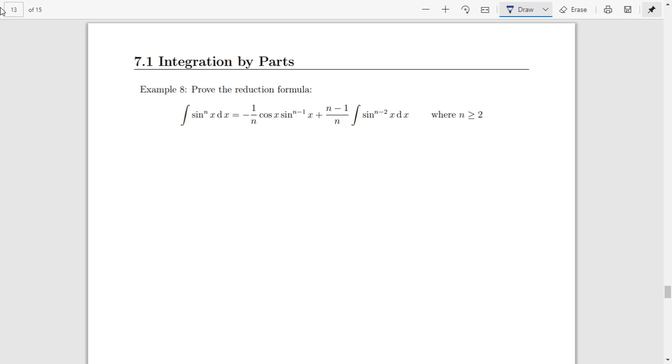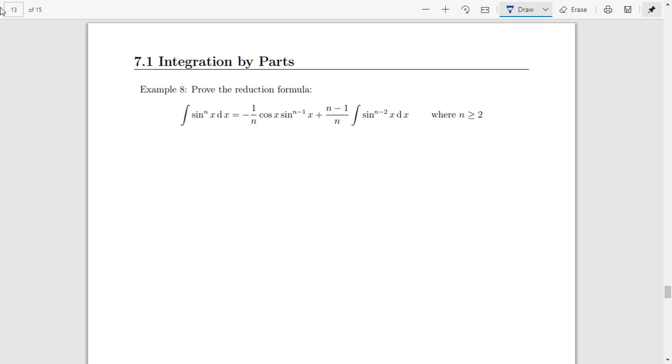This will be the last video on integration by parts, and I'd like to use the opportunity to talk about a formula that may be useful to you if you are integrating functions like sine to the power of n x, cosine to the power of n x, natural log to the power of n, and many other functions that are raised to the power of n.